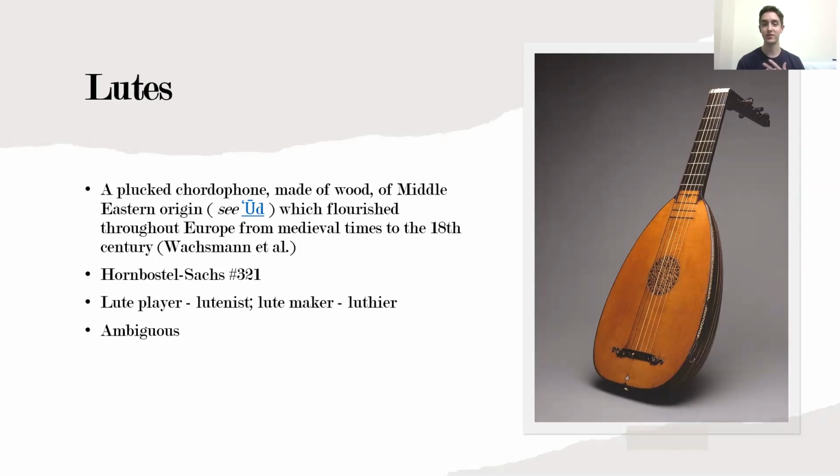And it is a very ambiguous instrument. So it's a lot of different types of instruments all combined into one, but we all have a very general idea of what the lute is, and that's shown here. We're going to listen to it real quick.